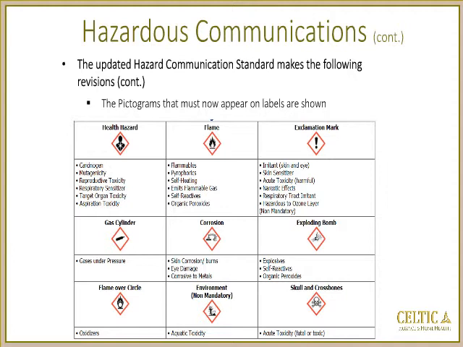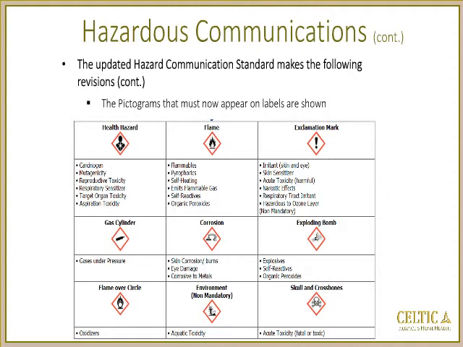The middle one in the middle row is corrosion, skin corrosion and burns, for chemicals that may cause eye damage or are corrosive to metals. The third one on the right-hand side in the middle row is the exploding bomb, and those are for chemicals that may cause explosions, may be self-reactive, or have organic peroxides. In the third row, the first one is the flame over the circle, and that's for any oxidizers.